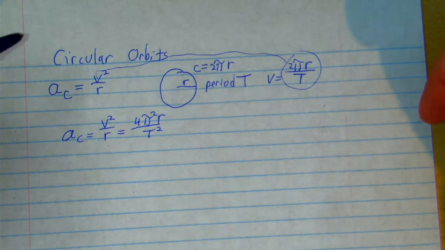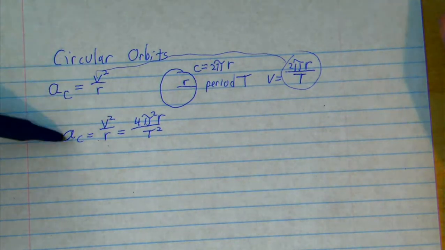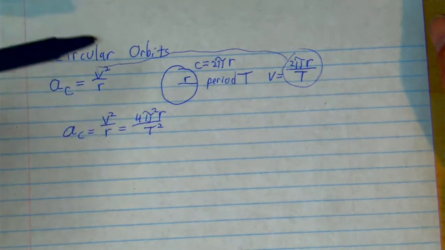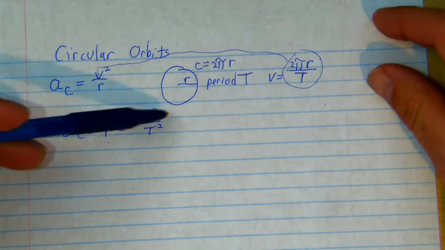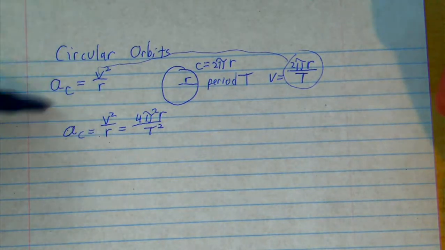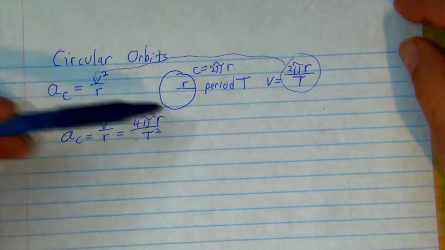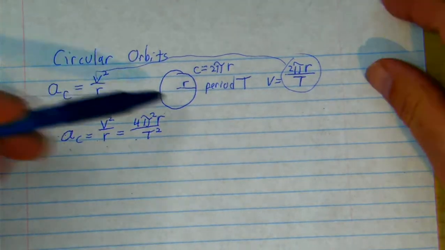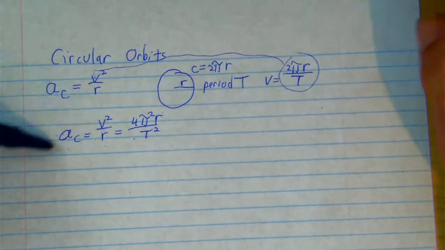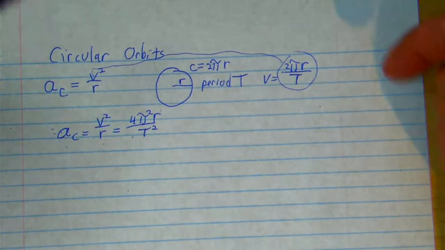This will allow us to calculate the acceleration if we know the radius and period of revolution, or again, given any two of these three variables, we can solve for the other one. You give me acceleration and period, we solve for radius. You give me acceleration and radius, we solve for period. We can solve for speed, given radius and acceleration, and so forth.